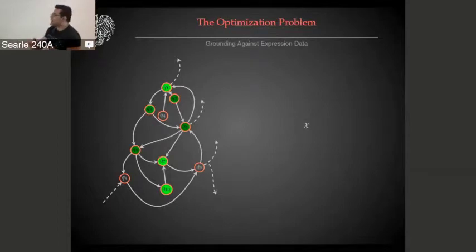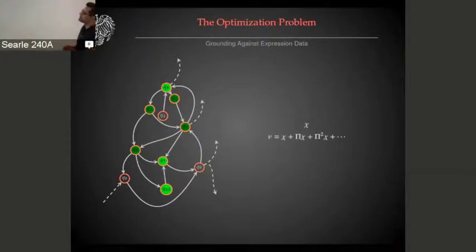Two-step influence would be pi x plus pi square x, and so on. So essentially, you can represent these flows by the sum, where on the left-hand side, nu is this combined flow, and chi is the observed expression data.